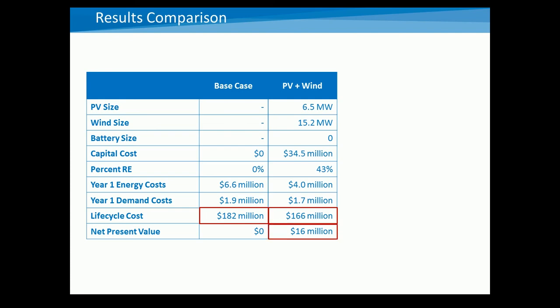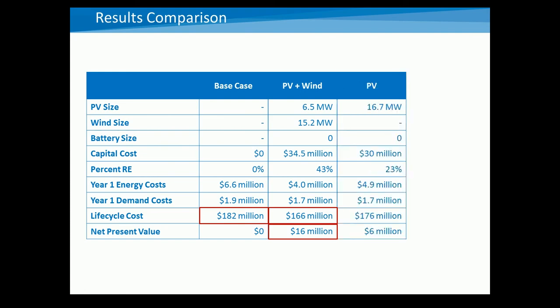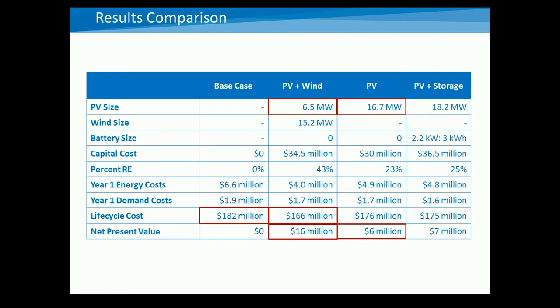However, that wind project is not going to be feasible with the nearby airport. So if we take that out, we'll see that the model recommends PV only, now in a larger size. The PV only solution has a lower net present value than the PV plus wind solution, but still offers savings compared to the base case. Finally, compared to the PV only solution, the PV plus storage solution offers a higher net present value and also enables more PV, because the technologies are synergistic and together more effective at peak demand shaving.